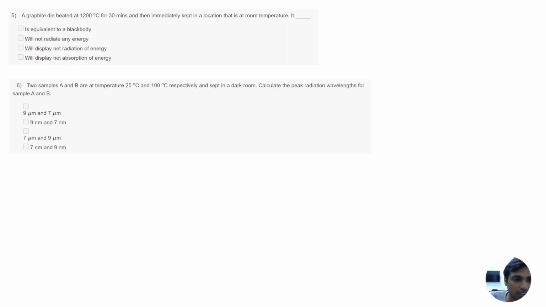So a graphite die is heated at 1200 degrees Celsius for 30 minutes and then immediately kept in a location that is at room temperature. So for 30 minutes graphite is heated at 1200 degrees Celsius. In that 30 minutes, thermal equilibrium would have been achieved. That means graphite is now at 1200 degrees Celsius.